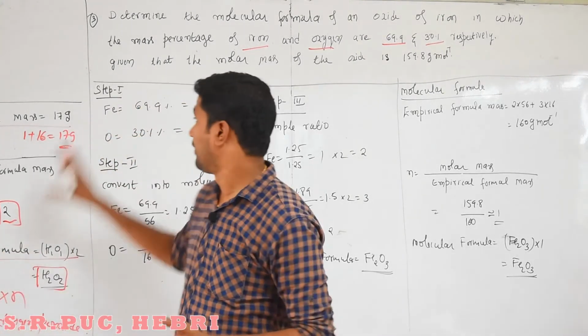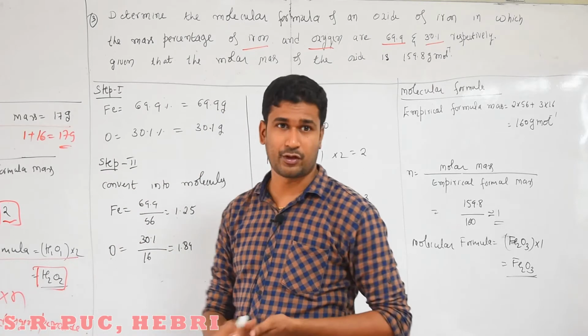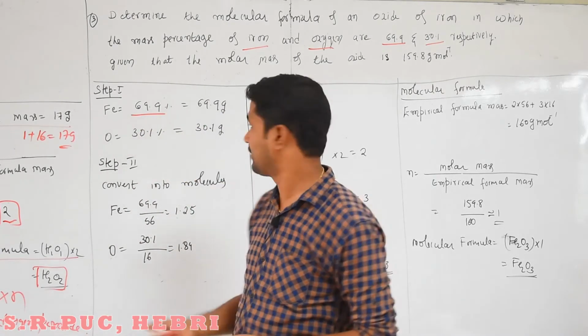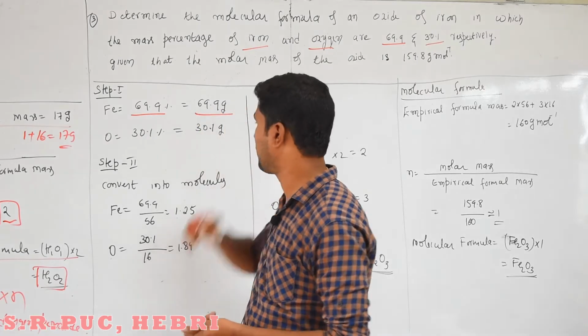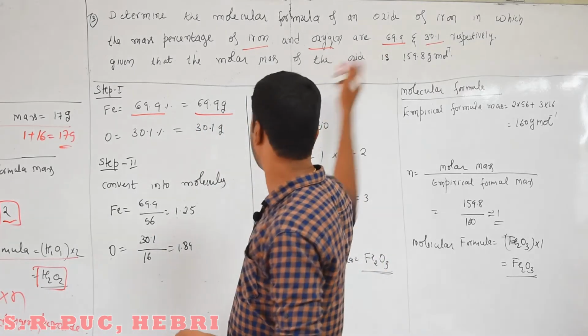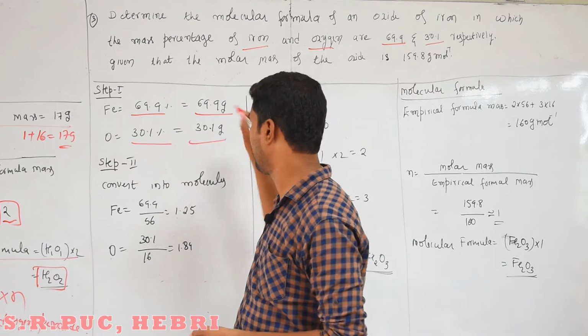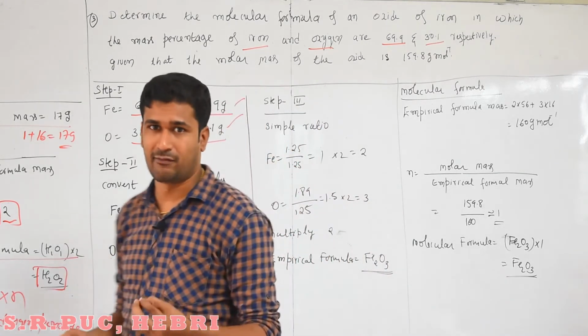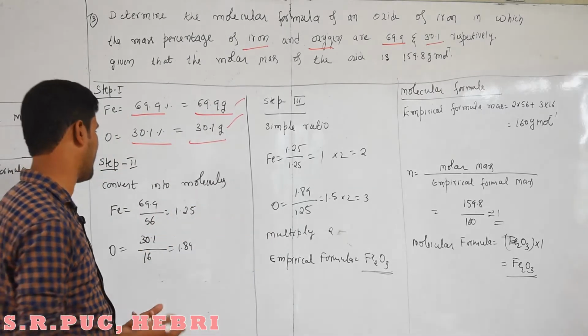First step is to write percentages into masses. You have to convert percentage into mass. It's very simple. 69.9%, which is equivalent to 69.9 gram. 30.1% is equal to 30.1 gram. This is the first step. So what is the next step? You have to get the mole values. The number of moles we have to find.